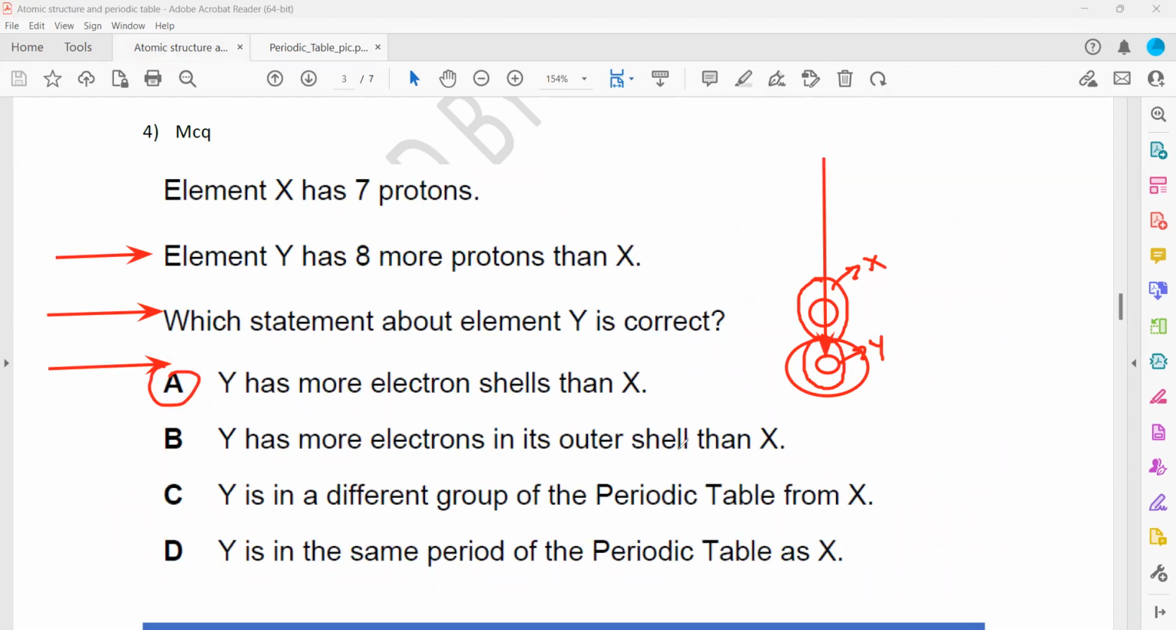X has more electrons in the outer shell? That's wrong, because they're in the same group. That is group 5, so they will have the same 5 electrons in the outer shell. Y is in a different group of the periodic table? No, it's in the same group. And Y is in the same period? No, they are in different periods. X belongs to the second period and Y belongs to the third period. Is it clear? Question 4.